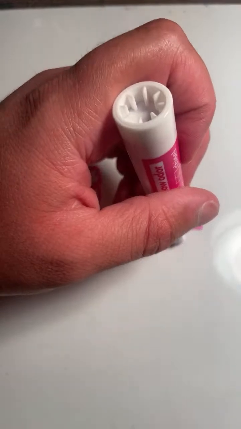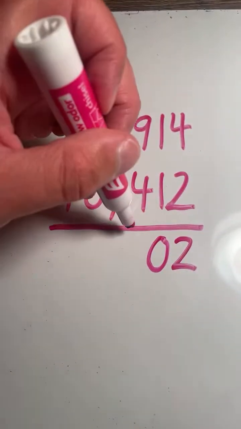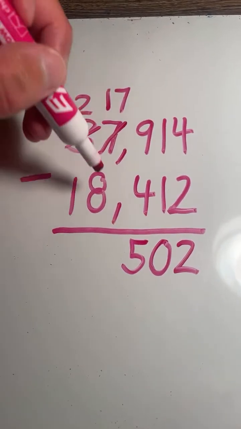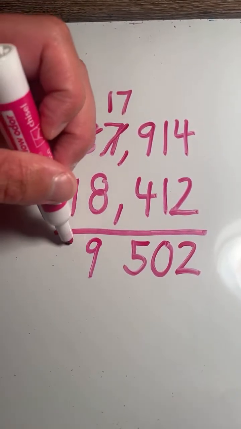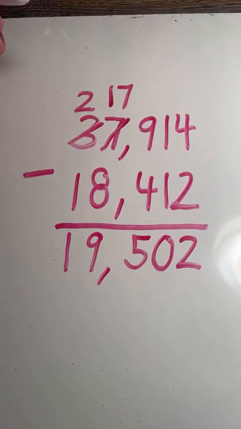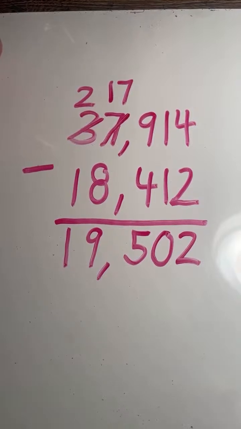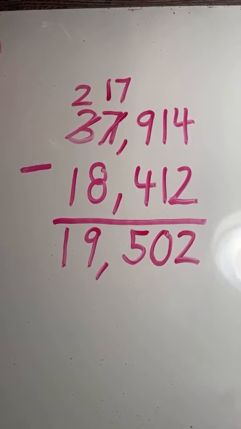4 minus 2 equals 2. 1 minus 1 equals 0. 9 minus 4 equals 5. 17 minus 8 equals 9. 2 minus 1 equals 1. And we have our final answer. 37,914 minus 18,412 equals 19,502.